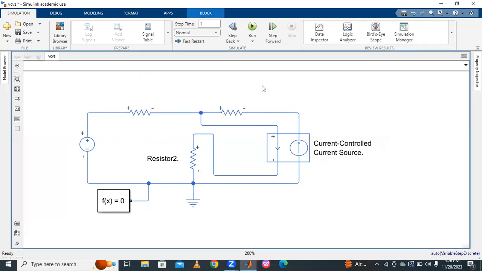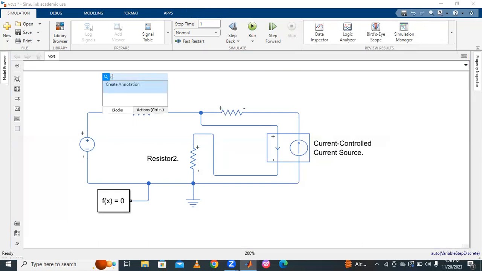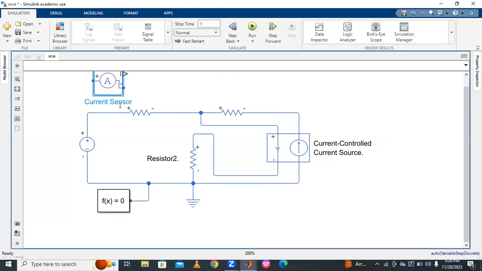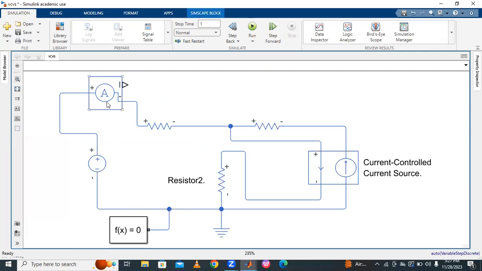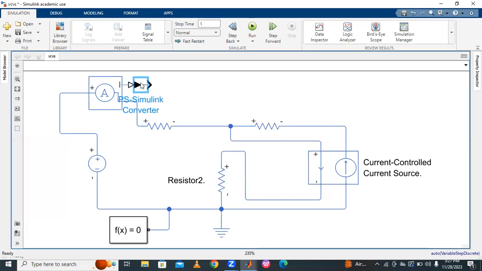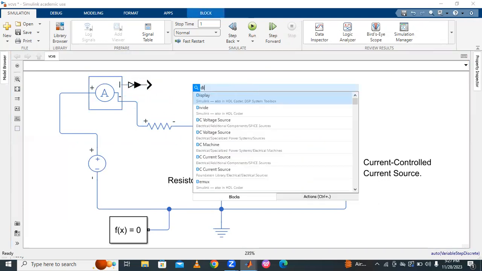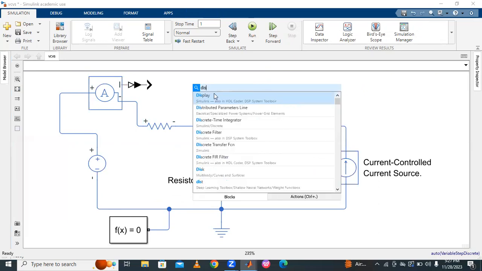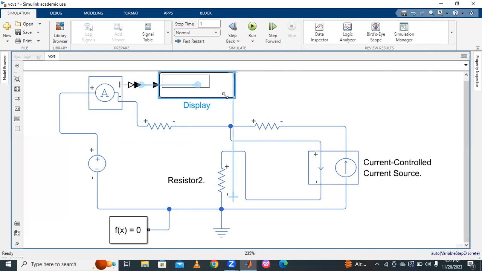Next, to measure the voltage or current, for example the current here, take a current sensor to find the current source current. Connect one terminal here and the second terminal here. This is called an ammeter. Take one PS-Simulink converter and place it here, and take one display and place it here, connected.